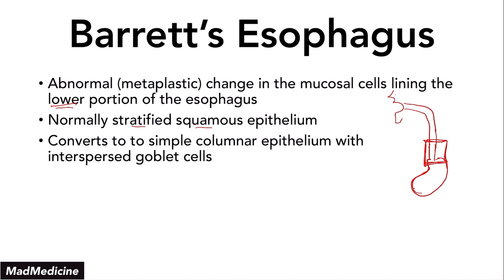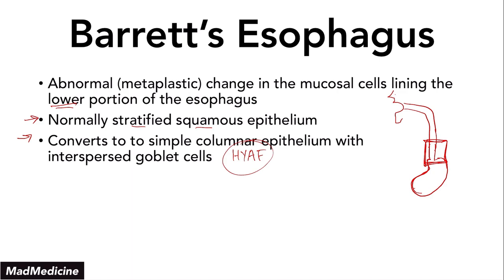Very, very important, very high yield in this slide. You have to remember these 2 points, because this is a very easy question to get wrong, and it's a very easy gimme question in terms of tests. You could easily be asked, what is the conversion that occurs in Barrett's esophagus? And the answer would be from stratified squamous epithelium to simple columnar epithelium, with or without interspersed goblet cells. Sometimes they don't write that in the answer options.